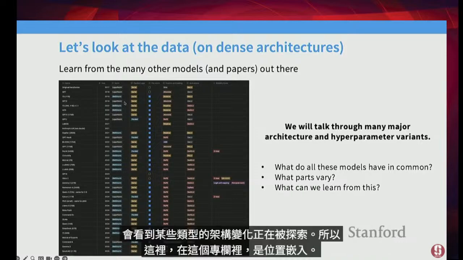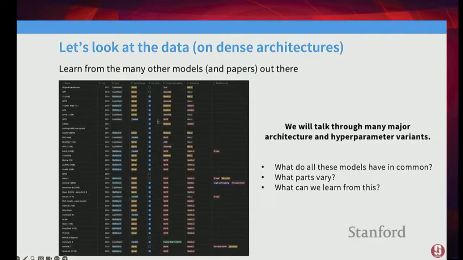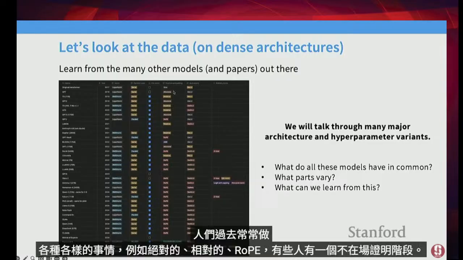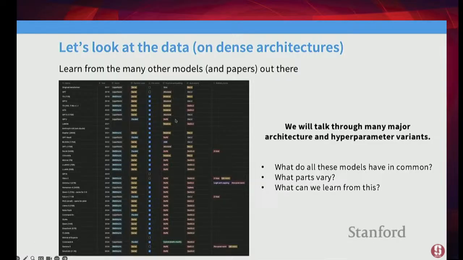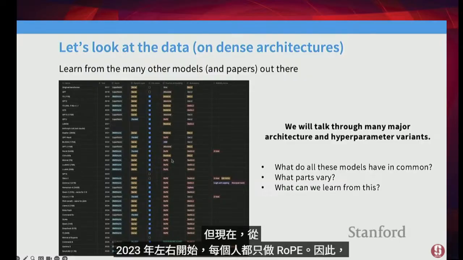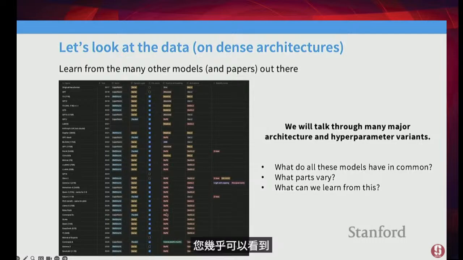And we'll talk about this as we go, but you see certain kinds of architecture changes being explored. Here on this column is position embeddings. People used to do all sorts of stuff like absolute, relative, rope. There was an alibi phase for some people. But now, starting around 2023, everyone just does rope. So you can see this almost convergent evolution of neural architectures. And we're going to talk about all of these different kinds of things.